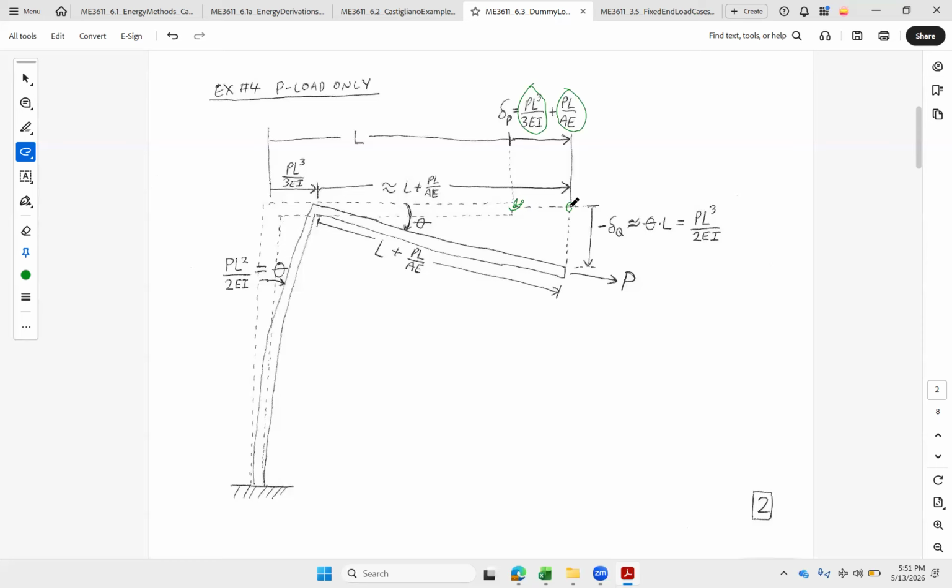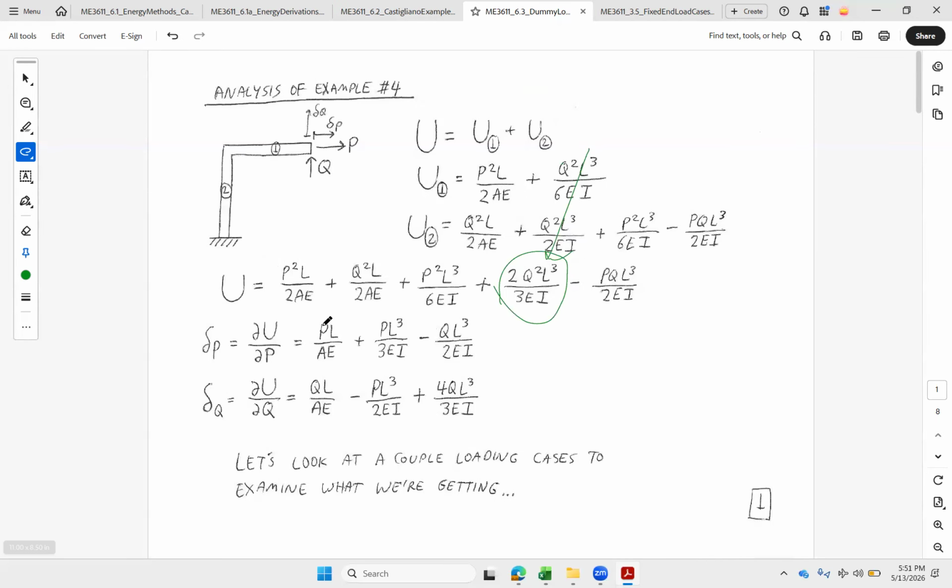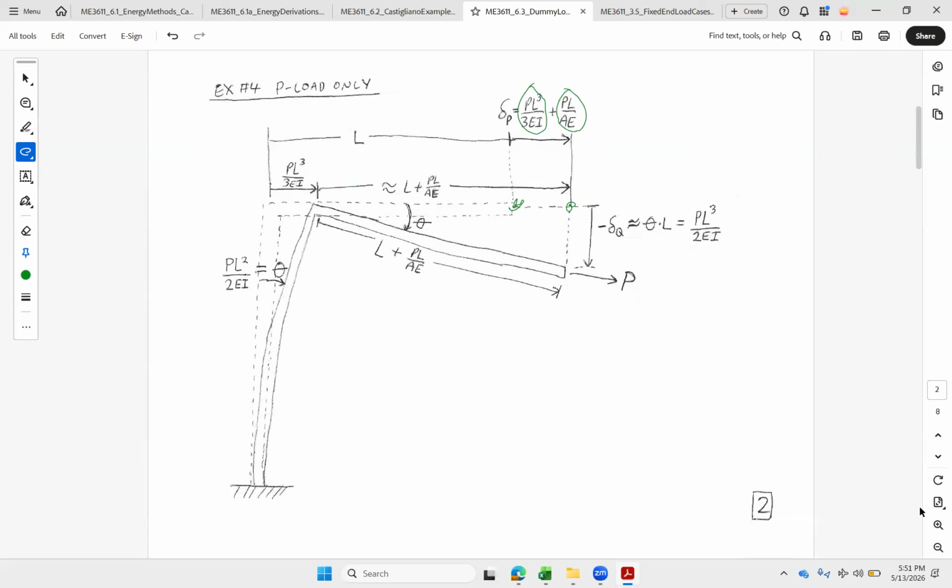We're talking about a small rotation, so even though it had rotated a little bit and stretched, we're going to say its cosine is just about 1. Right? So just from geometry, this is what we have for delta P. That's horizontal displacement due to P load. Let's see if those two terms were in what we had back here. Oh, sure enough, there they are. One from bending and one from stretching. All right.